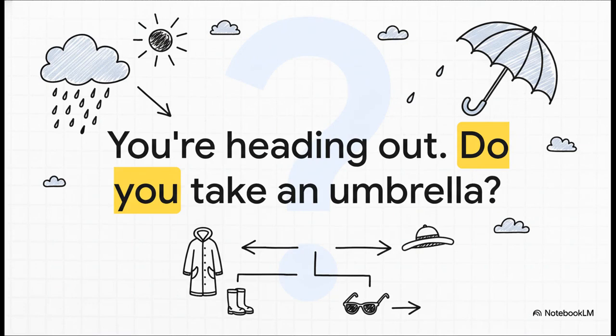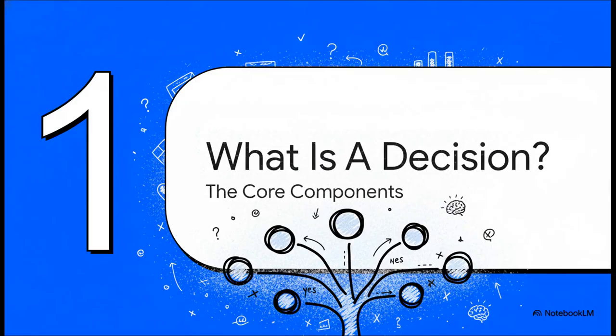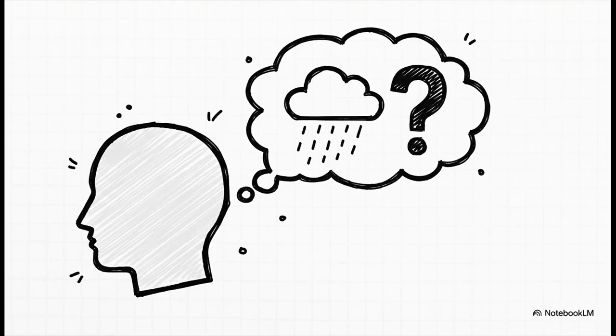So picture this. You're heading out the door and you have to make a quick choice. Do you grab an umbrella? That simple split-second mental flowchart that you run through in your head, that is the exact logic behind how these incredibly sophisticated algorithms operate. So let's actually break down that decision. Because in doing that, we're going to uncover the three essential parts that every single machine learning decision tree is built from.